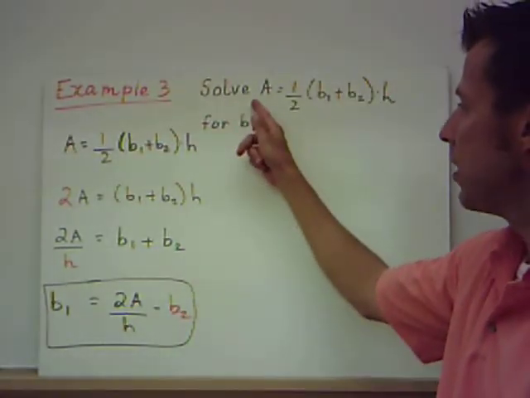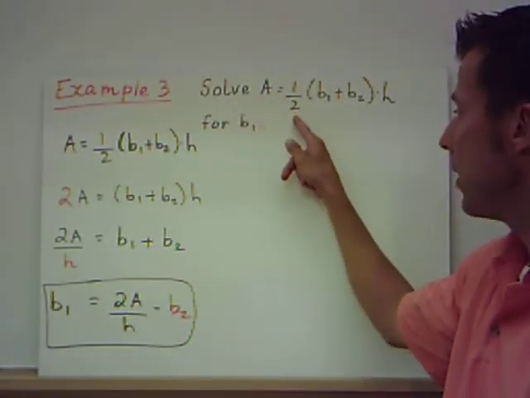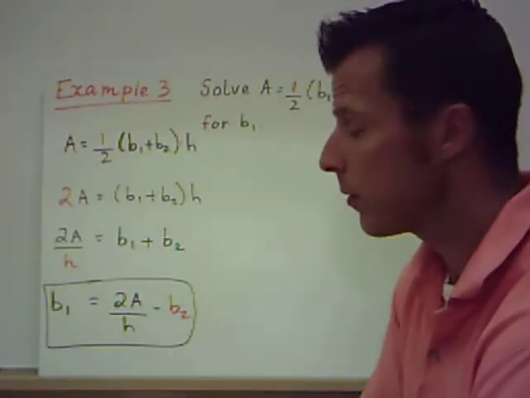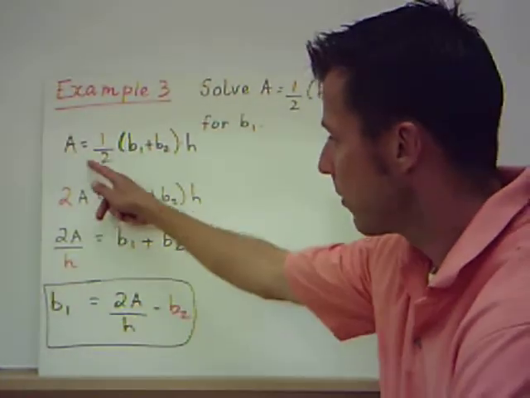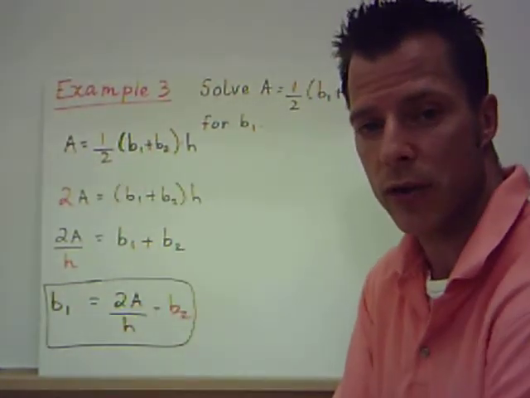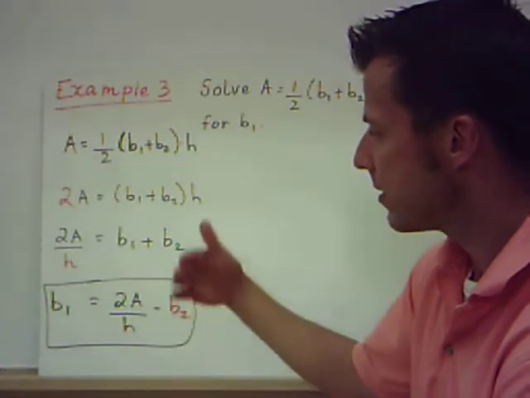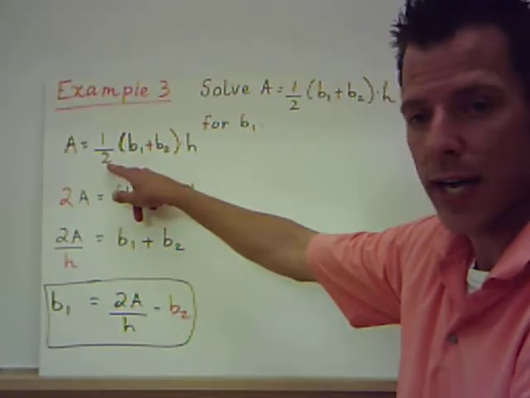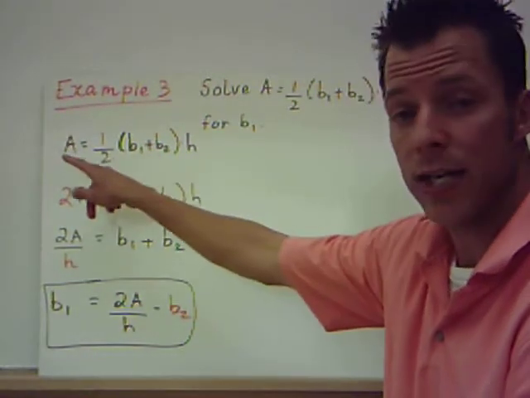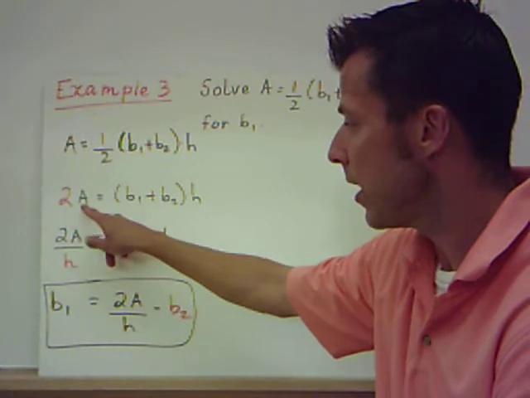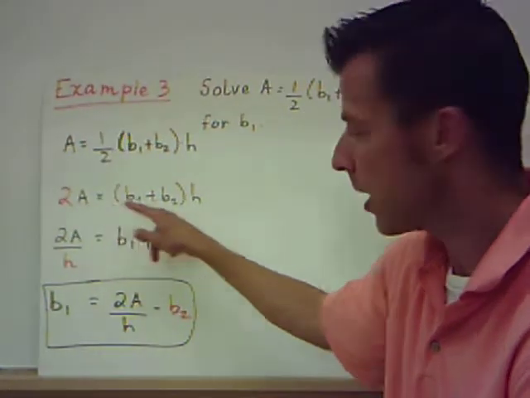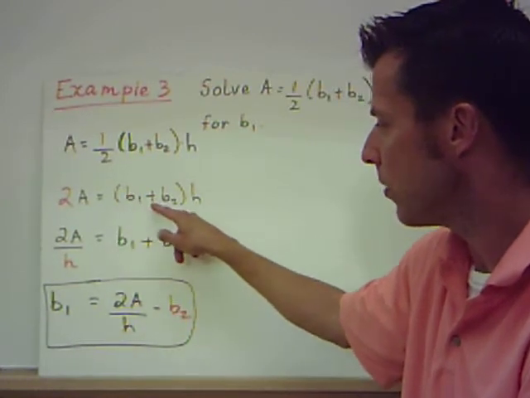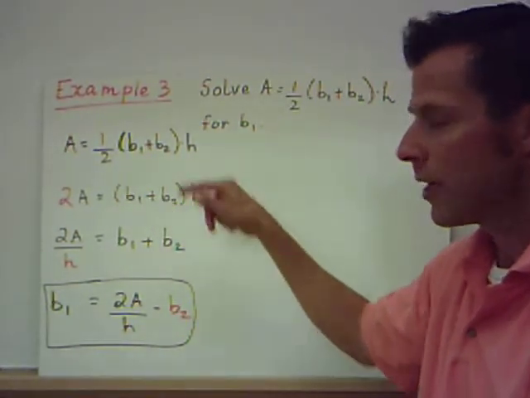Okay, example 3, solve A equals 1/2 times the quantity B1 plus B2 times H. Okay, we're going to solve that for B1. So I rewrite my equation, and I've got a lot of things going on here. So I did it step by step. You can combine steps if you'd like, but first I got rid of this 1/2 by multiplying each side by 2. So that's why in red you have 2A, and there's no 1/2. Okay, I multiplied each side by 2, so I have 2A now is equal to the quantity B1 plus B2 times H. So that H is still a problem.